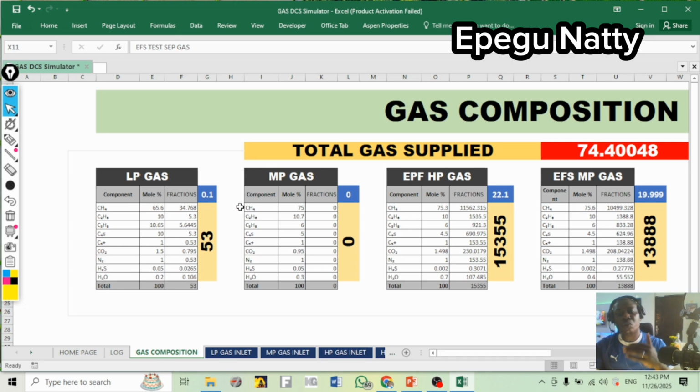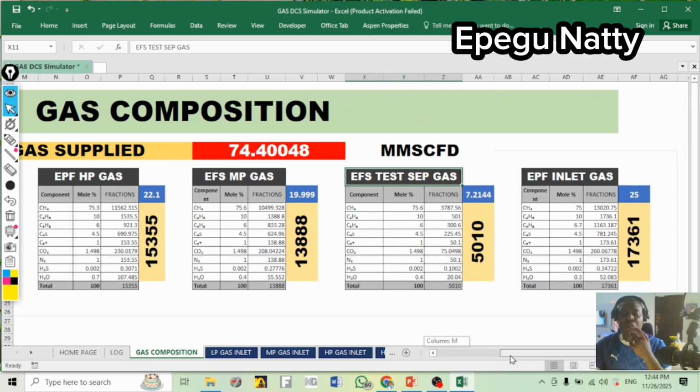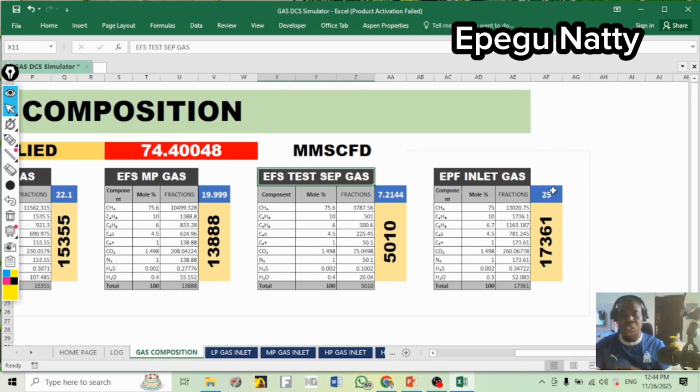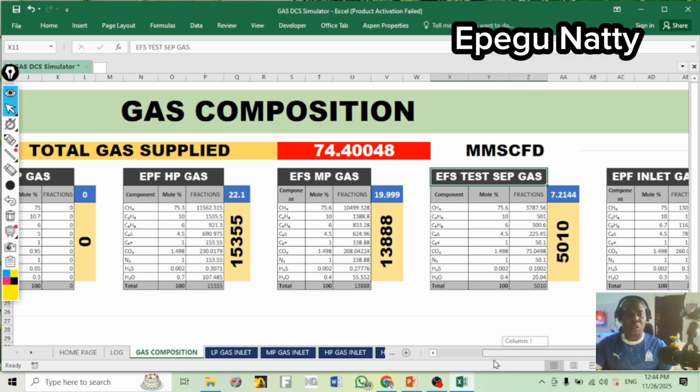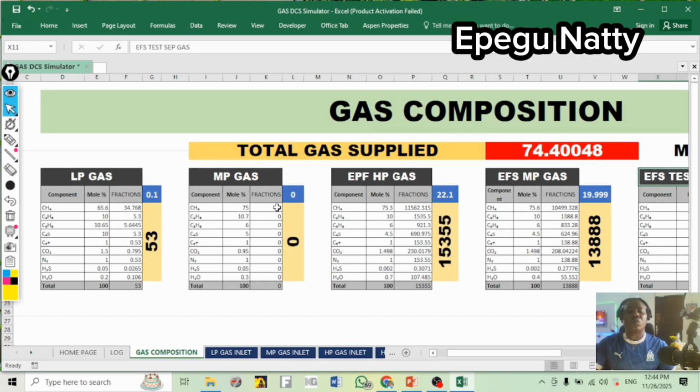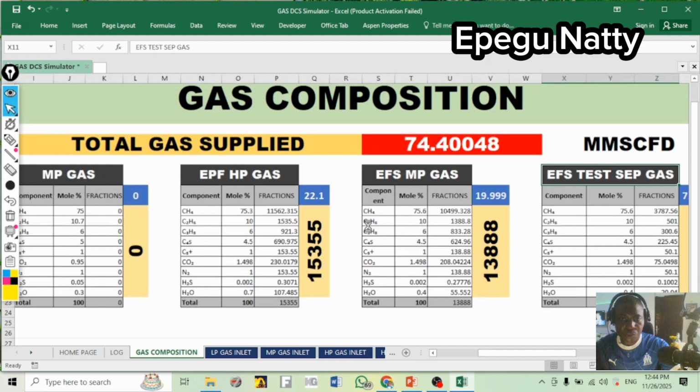We have the LP gas, we have the MP gas, we have the EFS, EPF, we have the inlet gas. So all of them, you see this one is giving us about 25 million standard cubic feet. This one is giving us about 7. This one is giving us about 19. This one is giving us about 22. This one is giving us 0. So I will need to, don't worry, I will simulate it for you to see. Now this one is giving us about 0.1. Okay, and the total here is 74 million standard cubic feet per day. So that's that. Now let's look at the composition.